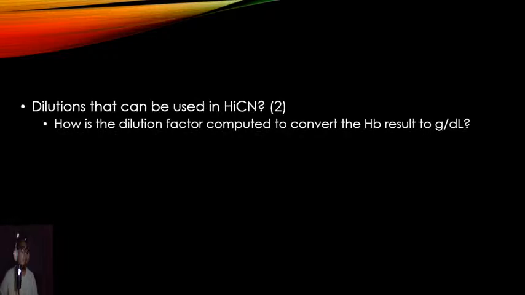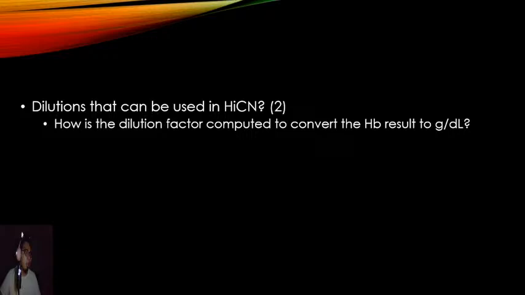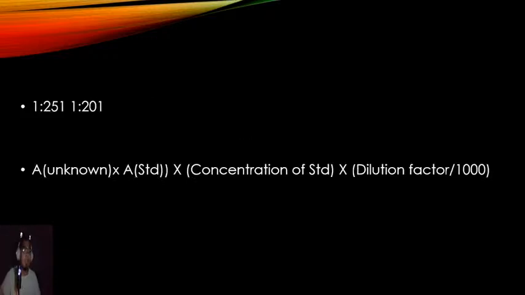All right? Now, we can do several types of dilutions rather for HiCN method, and we have one is to 251 and one is to 201. Why is it important? Because when you get and how do we do this? Basically absorbance of the unknown times absorbance of the standard multiplied by the concentration of the standard times the dilution factor.